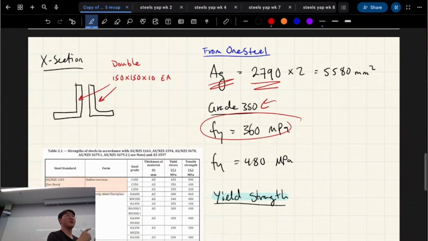This question didn't require initial sizing. So initial sizing is only when you're not given what the section should be. This was given in the question. So if you don't have to do initial sizing, you choose whatever sizing they give you.